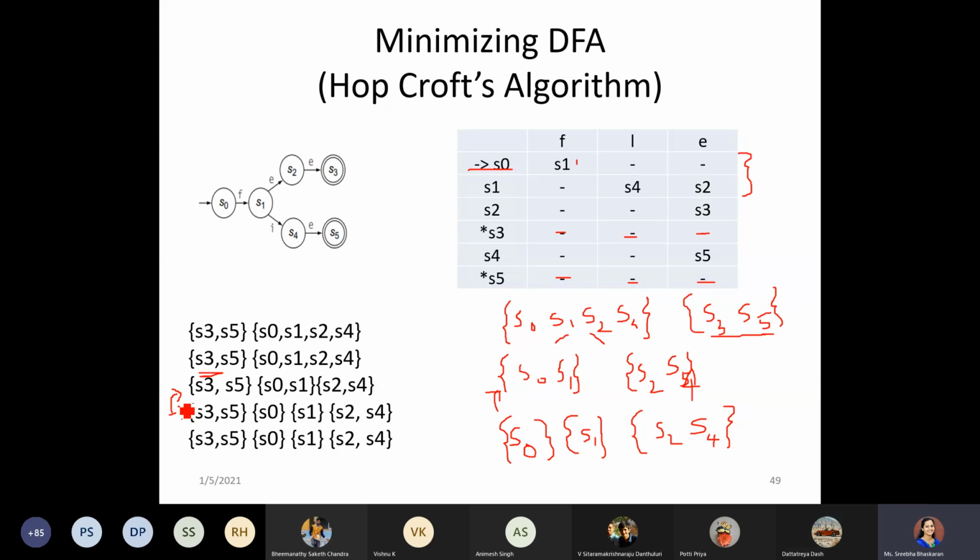Madam? Yes, Dattatreya. Madam, when we are comparing S2 and S4, when we see the table, S2 when it accepts E goes to S3, and S4 when it accepts E goes to S5. And since S3 and S5 are in the same group, we are taking S2 and S4 together. Am I right, madam? Yes. If S3 and S5 were in different groups, we would have separated S2 and S4. Yes. Okay.